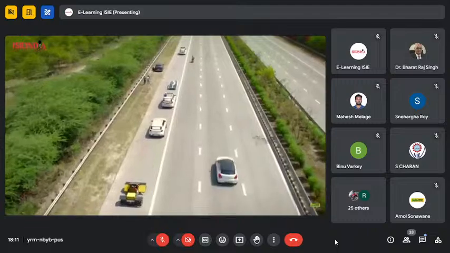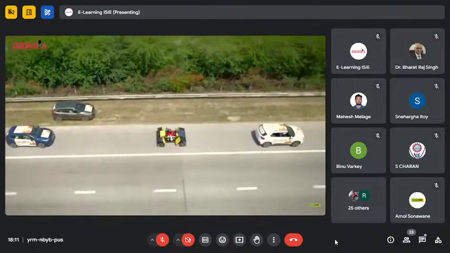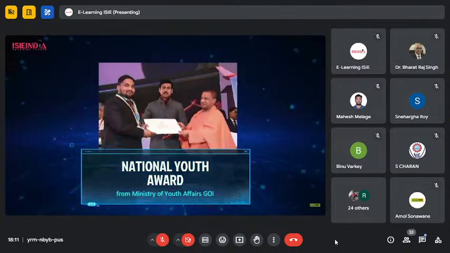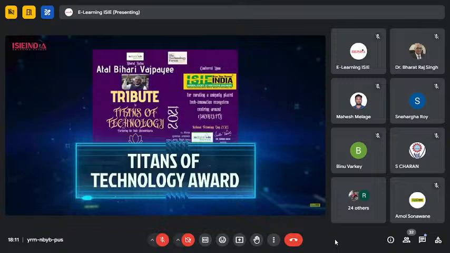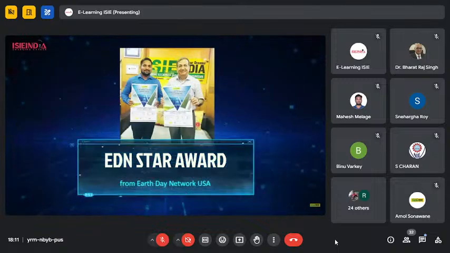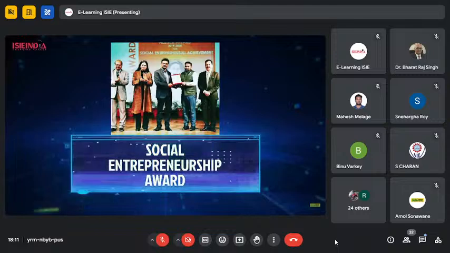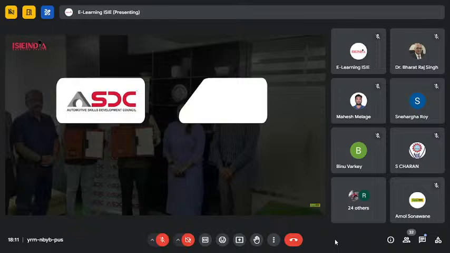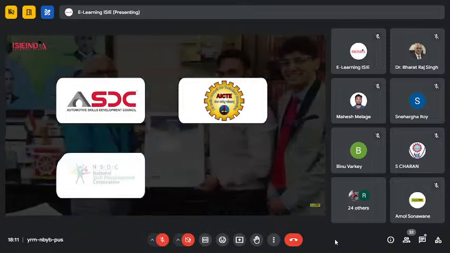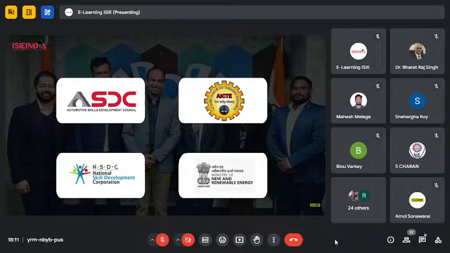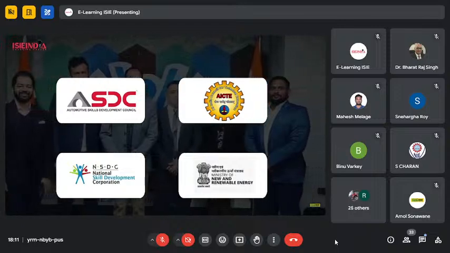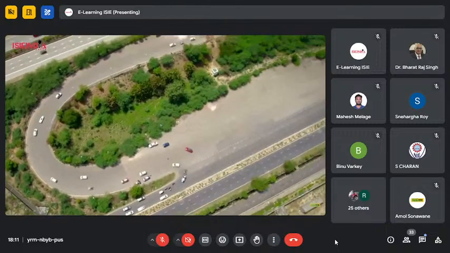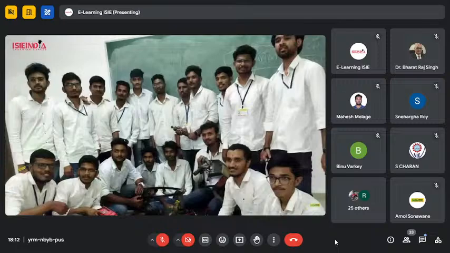For our contribution towards building a sustainable way forward in EV, we have got recognitions such as the National Youth Award from Ministry of Youth Affairs, Government of India, Titans of Technology Award, EDN Star Award from Earth Network USA, and the Social Entrepreneurship Award. And we have also joined hands with Automotive Skill Development Council, All India Council for Technical Education, National Skill Development Corporation, Ministry of New and Renewable Energy, and various automotive industries, which validate our global impact and commitment towards excellence. We are now a global partner for talent nurturing in the automotive industry.